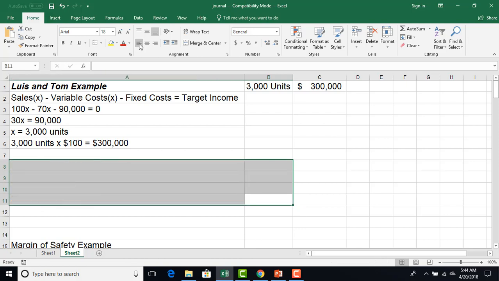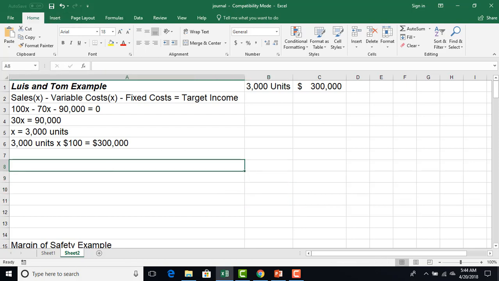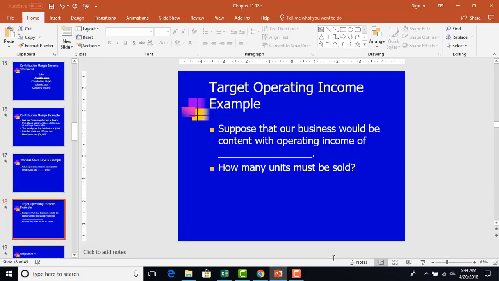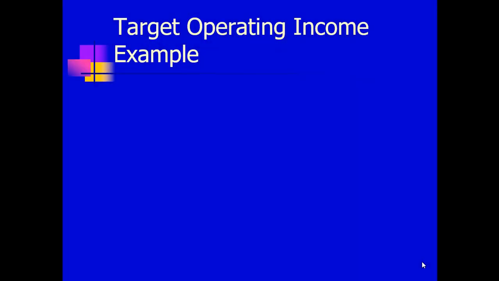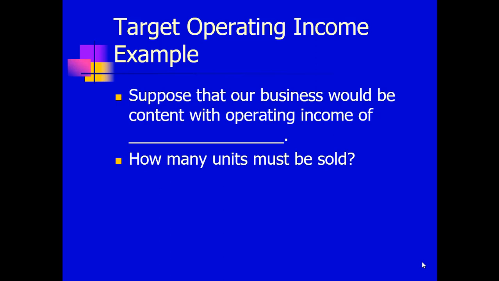And again, we could set that equation equal to whatever it is that we wanted to figure out, and we could figure out how much income we'd expect at that level, or how many units we'd have to sell to get to that income amount.